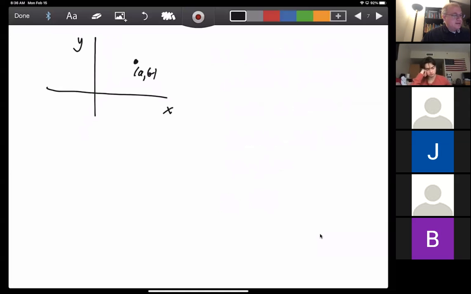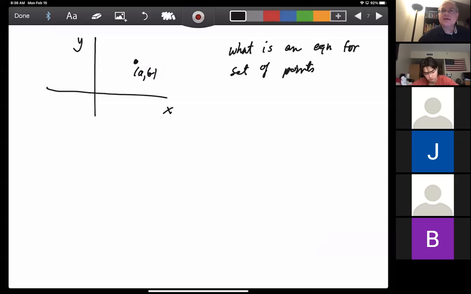Now let's think about in 2D, we've got our XY plane, there's a point (a, b), and we want to know what is an equation for the set of points which is equidistant from this point.